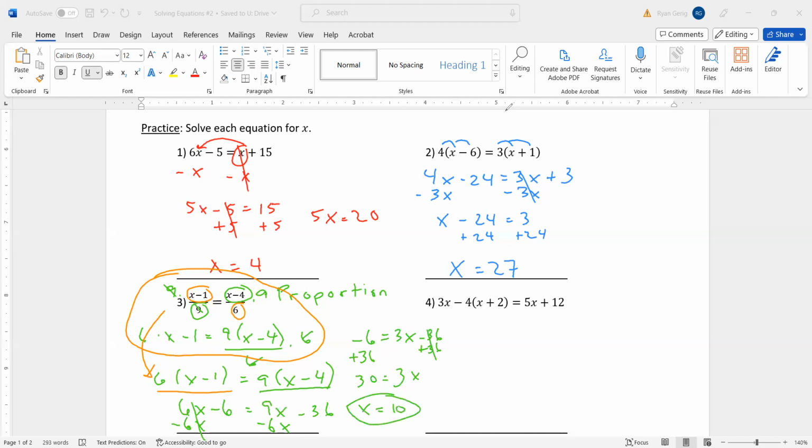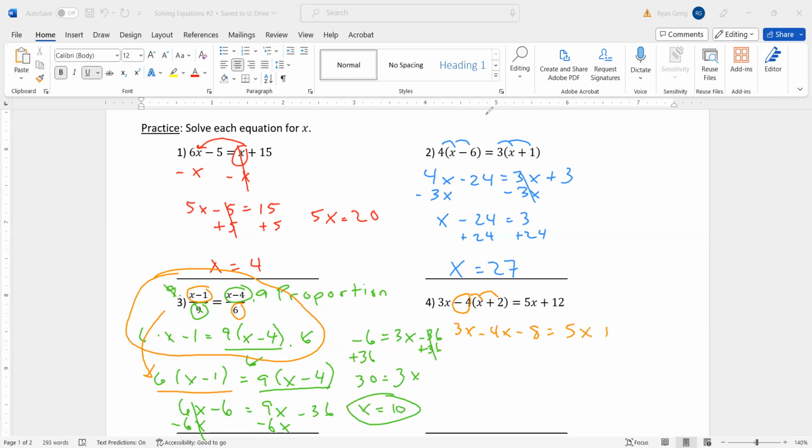Okay. And then the last one here on this side, before we go to the back, kind of complex. It's got the distributive property in there. It's also going to have to combine like terms. Haven't done anything with the 3x yet. Negative 4 times x is negative 4x. Negative 4 times positive 2 is negative 8.